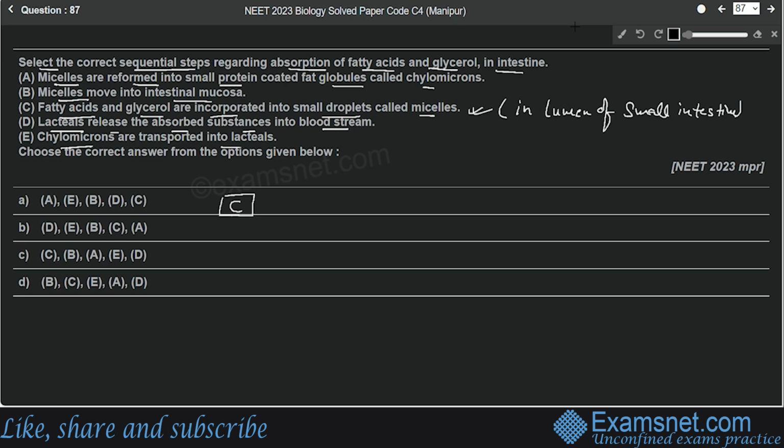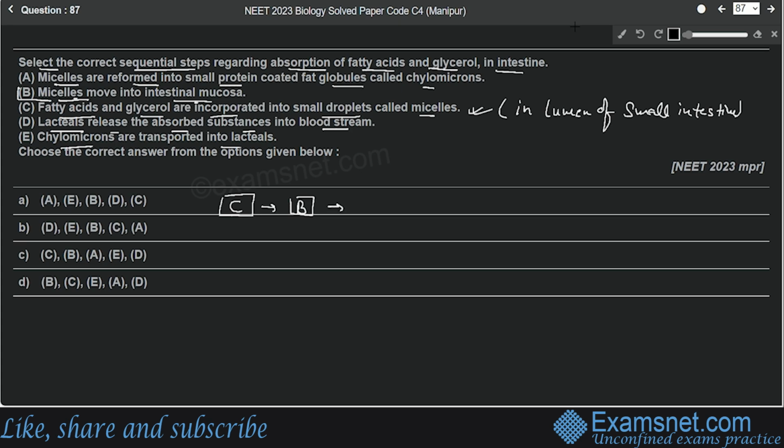Now, the next step will be B. Micelles move into intestinal mucosa. These micelles will move into the intestinal mucosa. Then they break down, releasing the fatty acids and glycerol, which then diffuse into the cells of the intestinal mucosa.